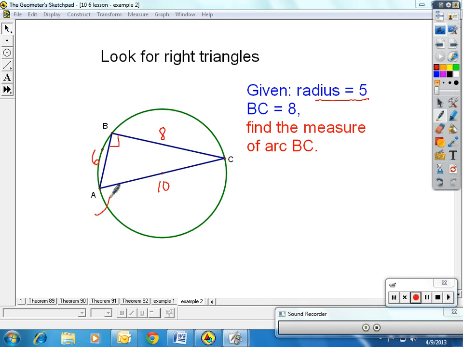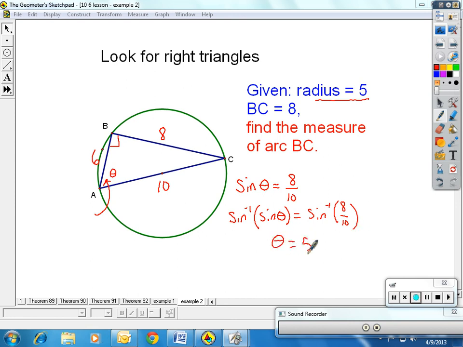Well, it would be nice to know this angle. If I knew that angle, then I can use my rules to find it. How do I find that angle measure? Using our sine, cosine, and tangent. So we'll call this angle theta. We can use any of the functions. If I use sine, sine of theta is opposite over hypotenuse. That is 8 over 10. So how do I find theta? I'm going to take the inverse sine of 8 over 10. Pull out your calculator and take the inverse sine of 8/10, and you get 53.13.